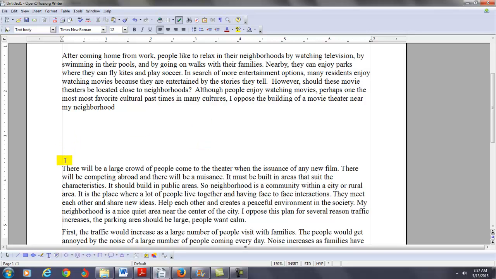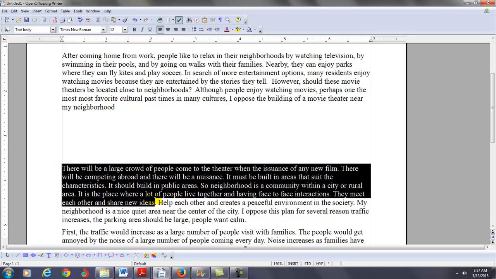So now, all of this information here, it was just too specific. It's probably better to start out with some general ideas about the topic first. Notice how I just talked about neighborhoods in general. I even talked about parks and kites and soccer. And then I made the transition that connects better to the topic.